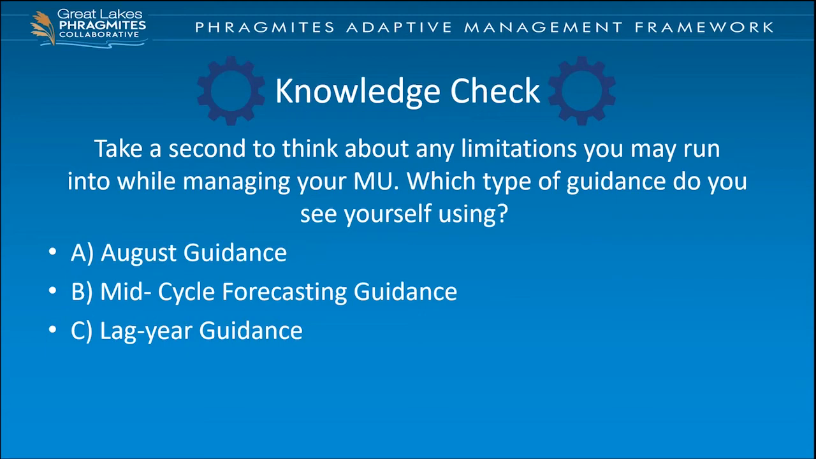And I will mention this question has no wrong answers. All are great and all allow you to participate in PAMF. Patrick, what are most people saying? We're getting mostly August guidance, but there are a couple mid-cycle forecasting guidance as well. Great. Oh, and a lag year. Awesome. Yeah, all of these options are available because we want to make sure that everyone can participate to the best of their abilities. And we know August guidance doesn't work for everyone.